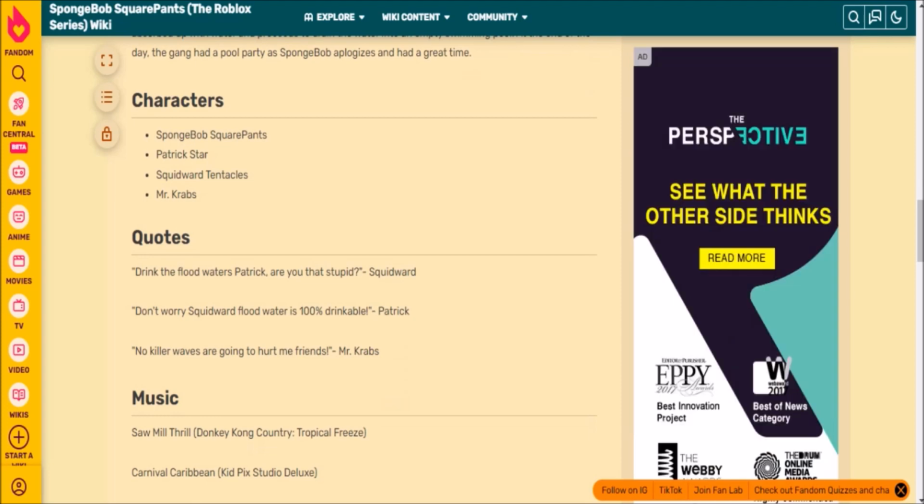Quotes: "Drink the flood waters, Patrick." "Are you that stupid?" Squidward. "Don't worry, Squidward. Flood water is 100% drinkable." Patrick. "No killer waves are going to hurt me, friends." Mr. Krabs.